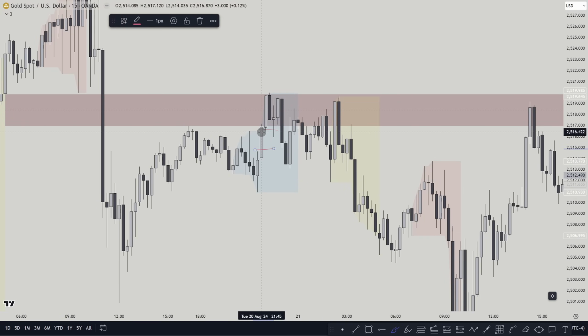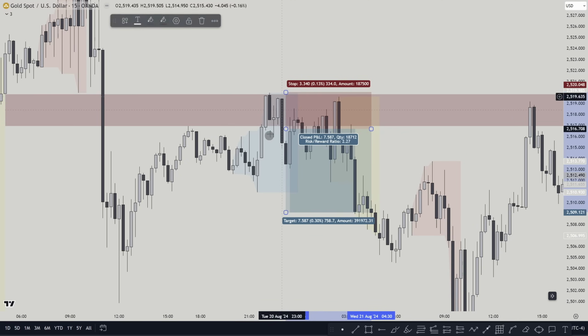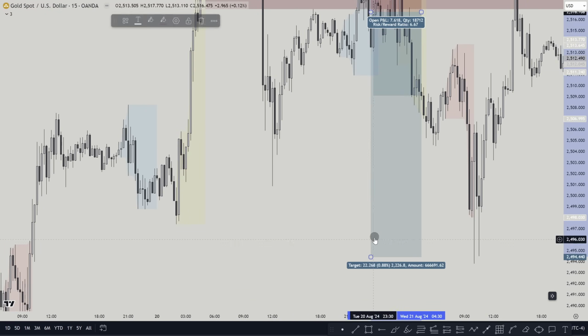Not this one, because this is going to be against the 4-hour, but this one where we create this fair value gap, this one now becomes with the order flow. So entering here, stop loss maybe above the high, and that's going to be the valid one.